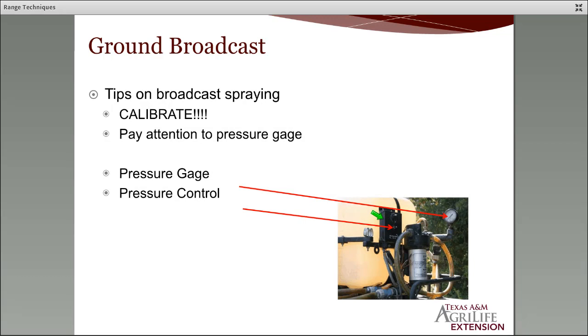It also helps to have a pressure control. However, if you look at the order of these bullet points, you'll notice pressure gauge is above pressure control. If you're only going to do one or the other, at least do a gauge so you know what you're putting out.